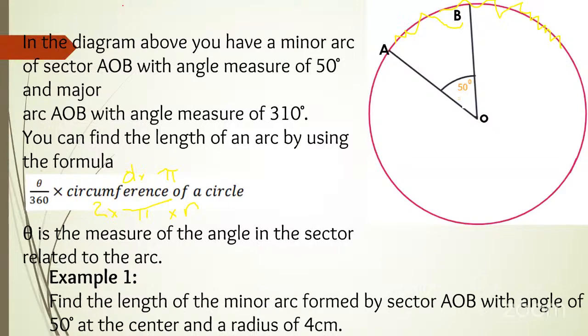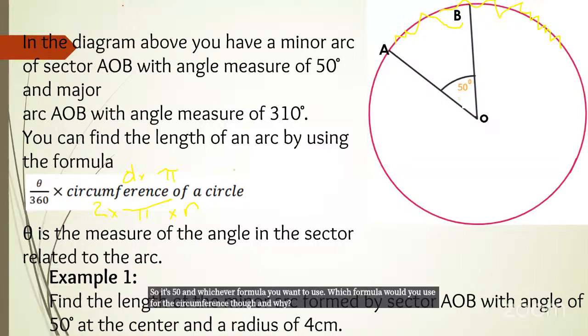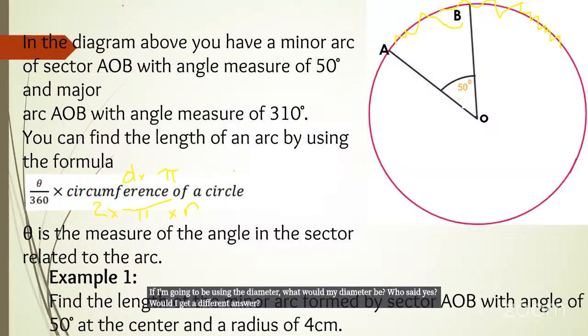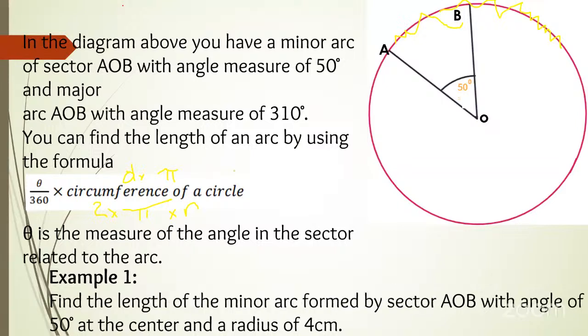Yes, miss. All right. So once we're there, we're using 50 degrees. So instead of having theta, we would put 50. So it's 50 and whichever formula you want to use. Which formula would you use for the circumference though? And why? Would you get a different answer if you use the diameter versus the radius? No, miss. Who said yes? Will I get a different answer? Yes, miss.